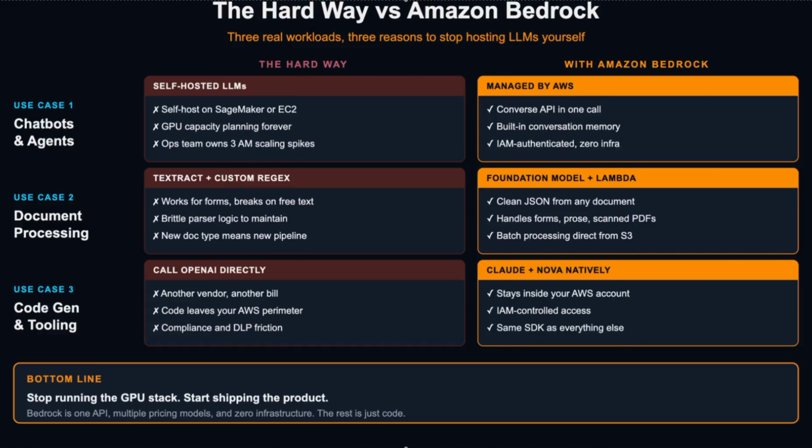But in case of Bedrock, you can use Claude, you can use Nova, and all of those models are readily available within Amazon Bedrock. So it stays inside your AWS account, it's IAM controlled, and you just have to use the same SDK. Very common use cases would be chatbots and agents, document processing, code generation, and tooling. So you don't have to worry about the GPU stack or the infrastructure. You can start shipping the product directly by using the Amazon Bedrock API. So just one API with different pricing models, zero infrastructure, and the rest is just your code.